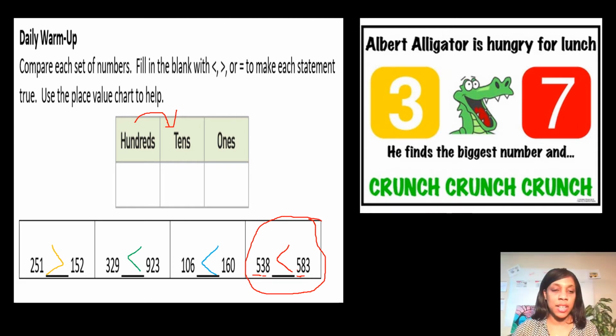If you're ready to look at your answers, let's see. So we have 251 is greater than 152. 329 is less than 923. 106 is less than 160. If you got all those correct, give yourself a pat on the back. Let's go to the next slide.